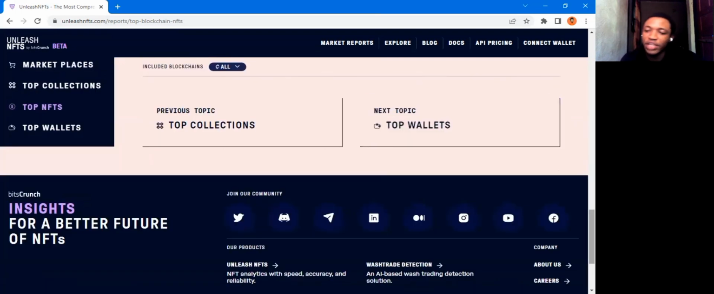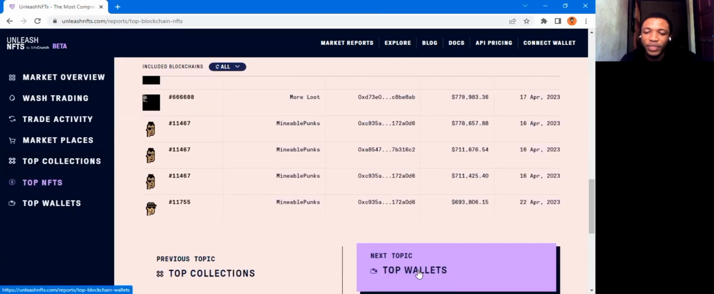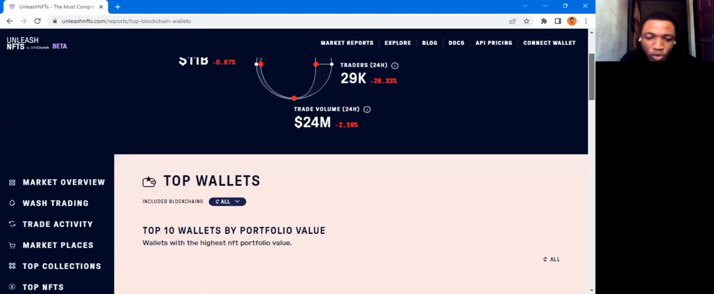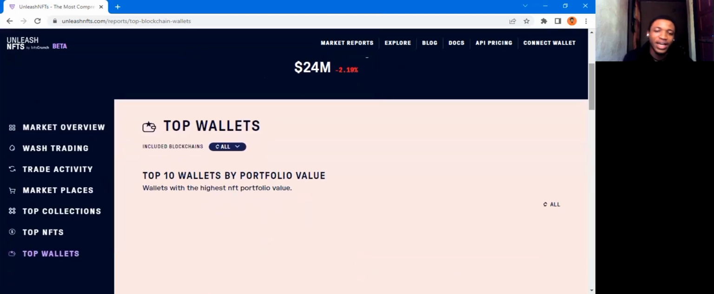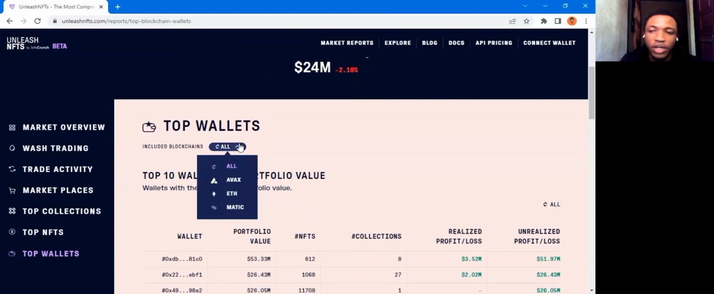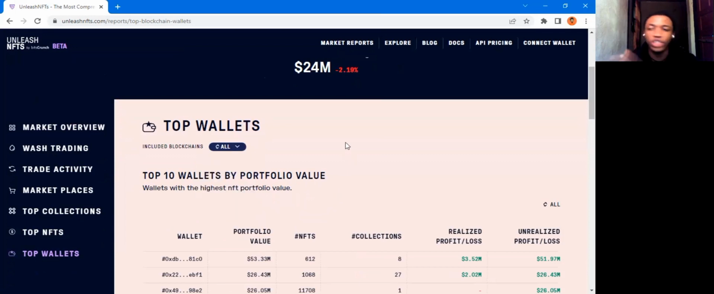Next, last but not least, we have top wallets. Top wallets basically has to do with the wallets with the highest NFT portfolio value. And like I mentioned earlier, this data covers a couple of blockchains, not every blockchain, but mostly Avalanche, Ethereum, Matic, and BNB. I don't think BNB has been fully integrated into the website yet, because I think that's a new one.